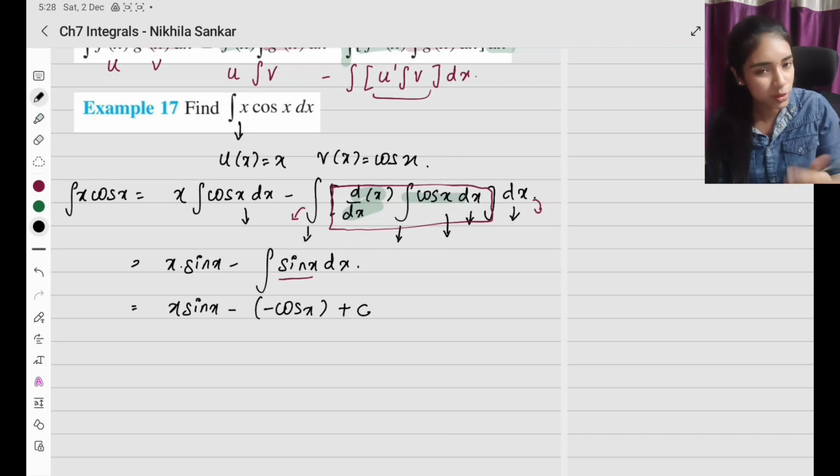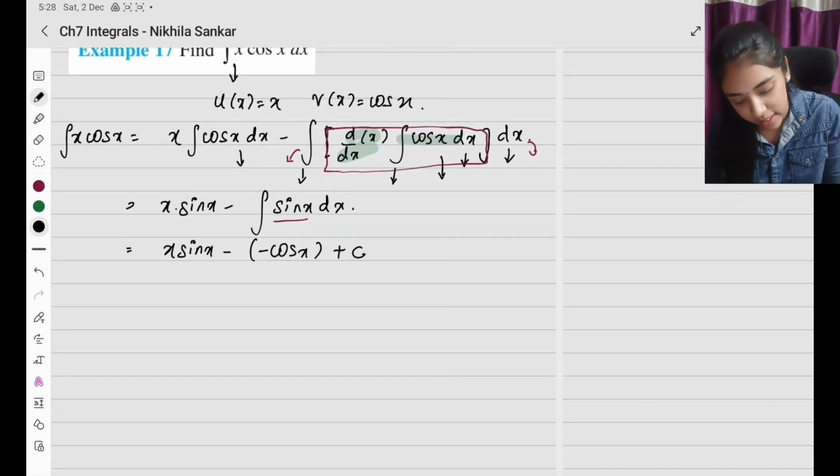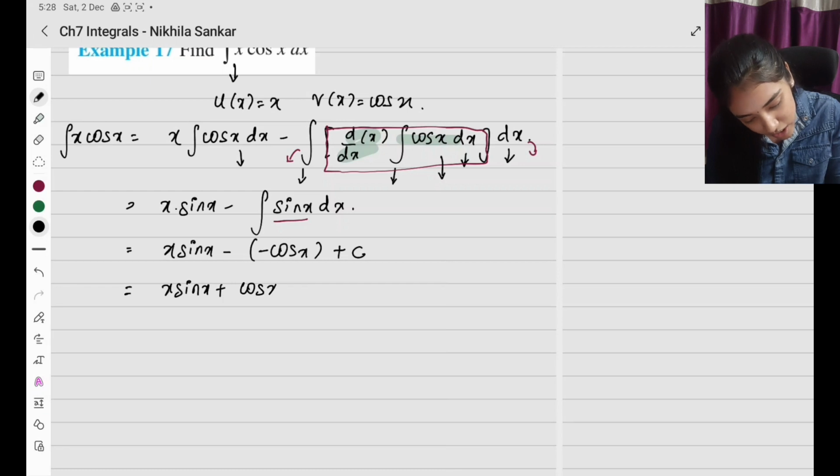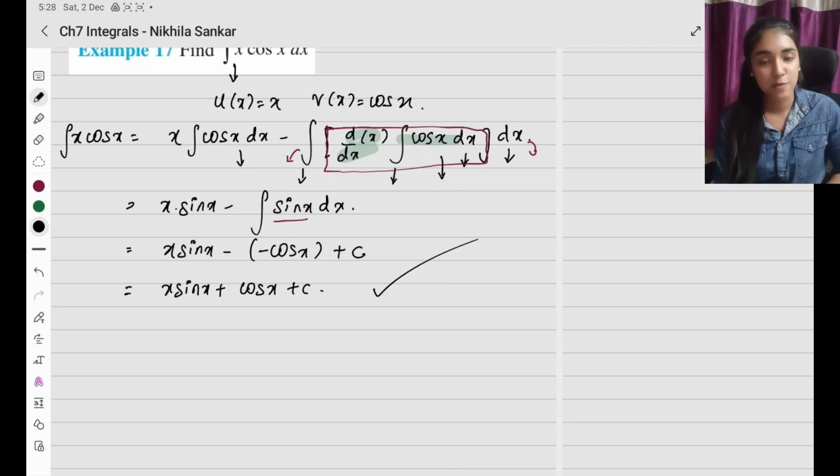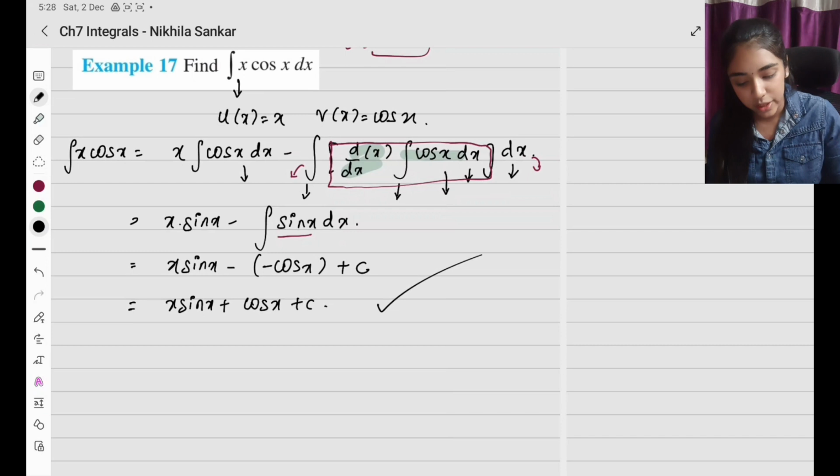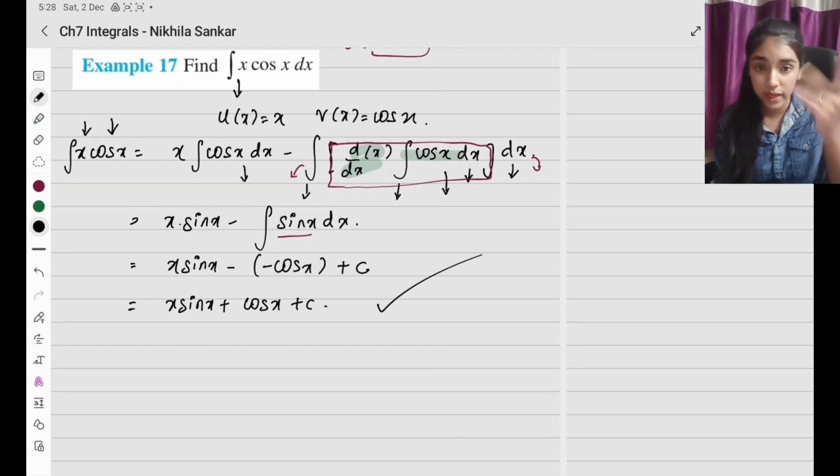So while solving you need not write the plus c, but you can write it in the end. So you have x sin x plus cos x plus c. So this is my answer. Simple. So what did I do? This is my first function and this is my second function. Let us see what happens if we take it the other way.